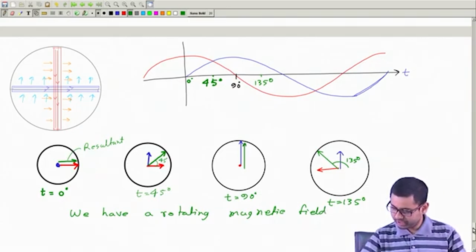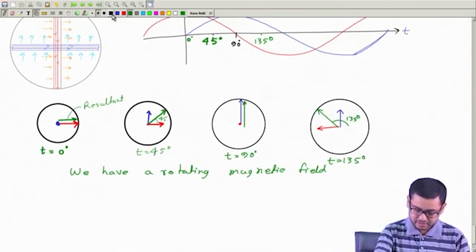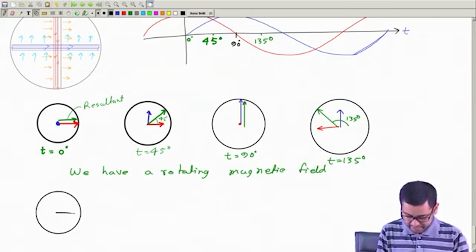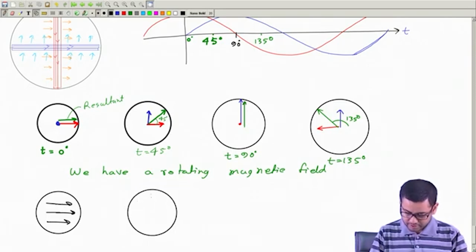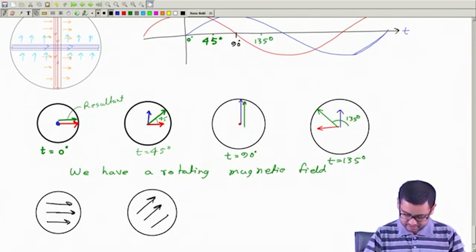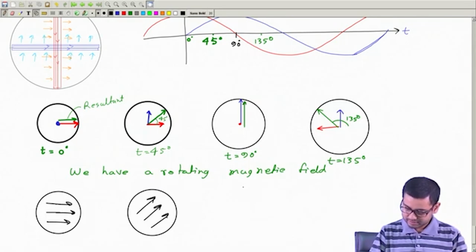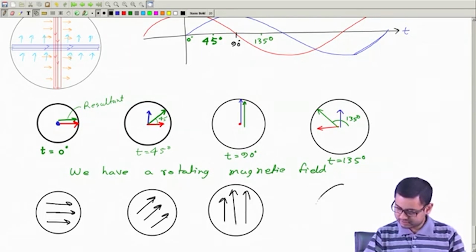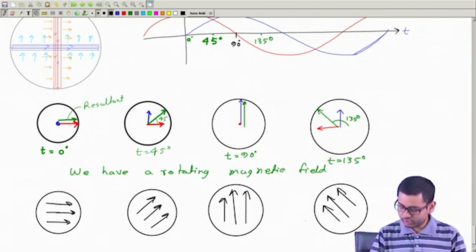We may also draw the same thing like this. At t equal to 0, flux lines are from left to right. At t equal to 45, flux lines are like this, resultant flux lines. Then like this, then like this. So the flux lines are rotating. See, this is rotating.